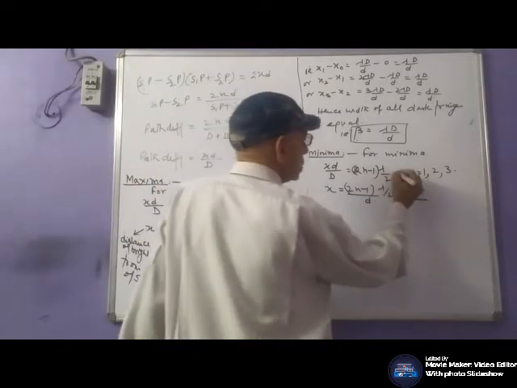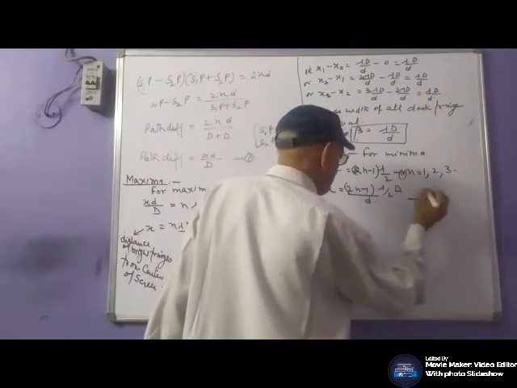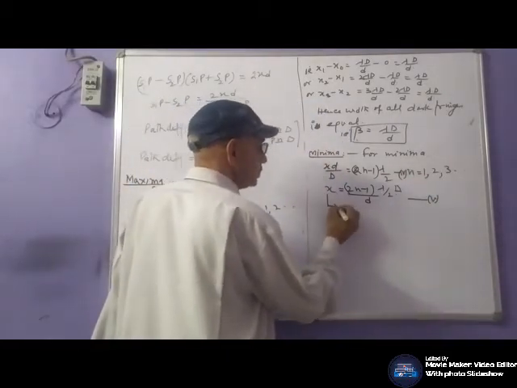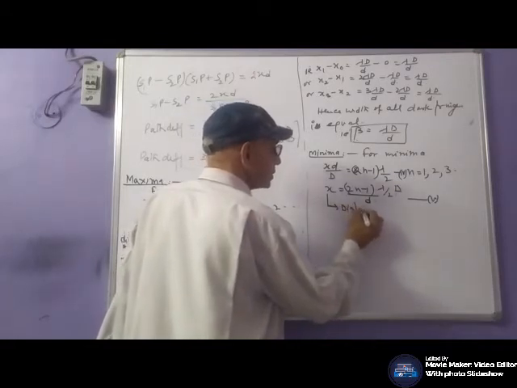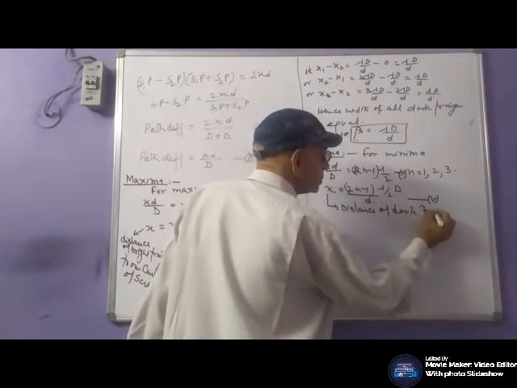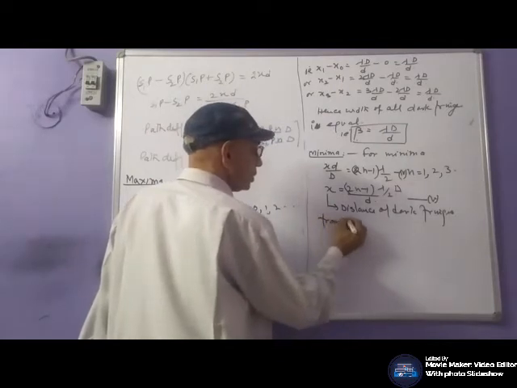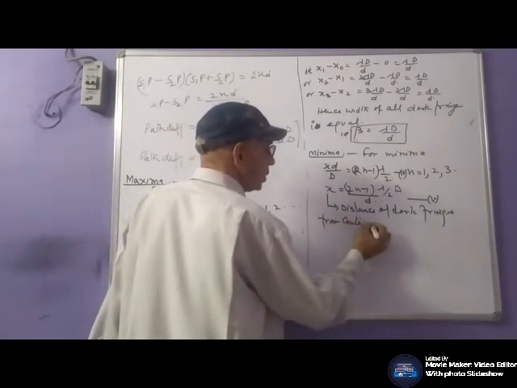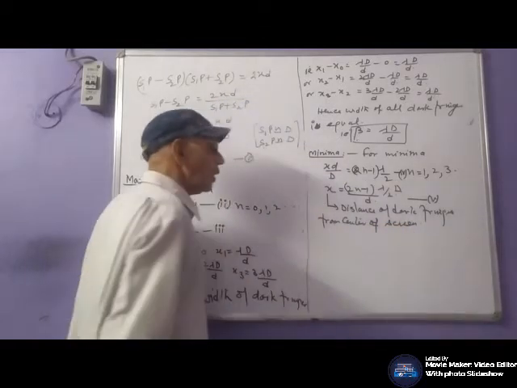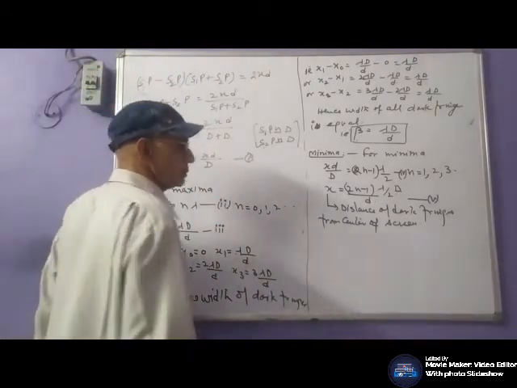This is fourth and this is fifth. This x is the distance of dark fringes from the center of screen. X was OP, observation point का center of screen से distance.